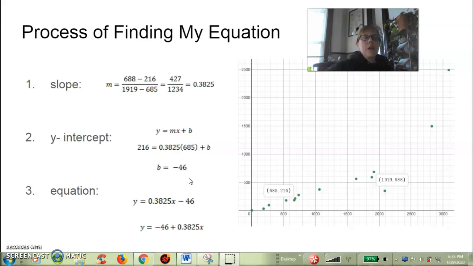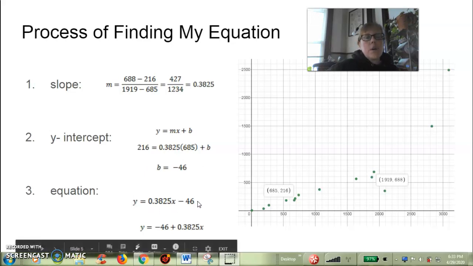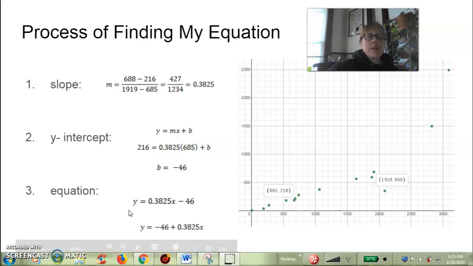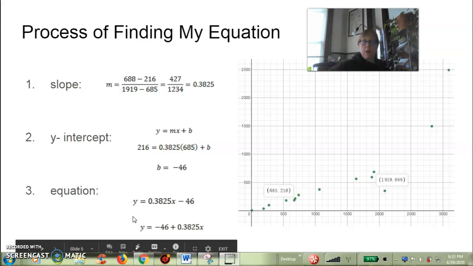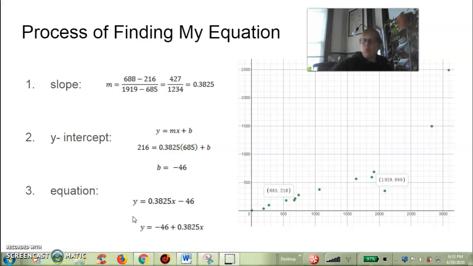All right, so here's my equation, right? Y equals 0.3825x minus 46. And I wrote it the other way around with the y-intercept first, just because in statistics, sometimes it's written that way. Again, I don't know why, but on occasion, that's how they write it.